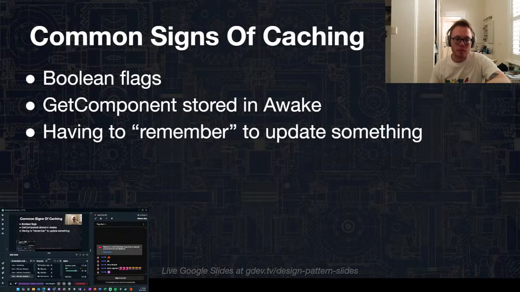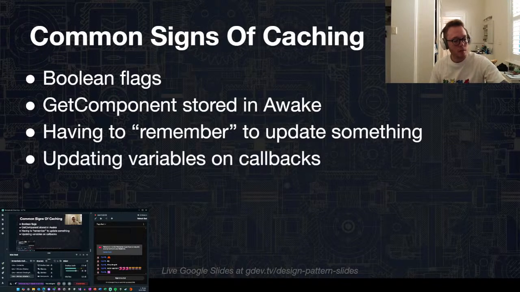Having to remember to update something in code. So if you've got some function and you always find yourself saying to yourself, I need to remember that needs to be updated, then you probably have a cache. Updating variables on callbacks is quite a common one. If, like, on collision enter, on collision exit, you find yourself updating something like a Boolean flag or maybe something else, you might find that you have got yourself into a situation where you're having to do that with callbacks because you are trying to keep a cache up to date.